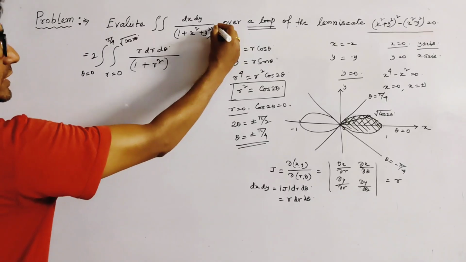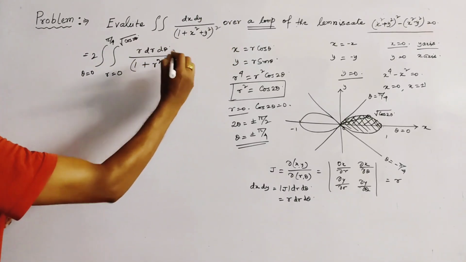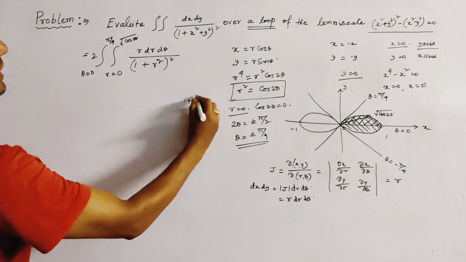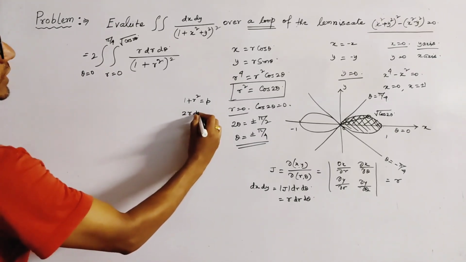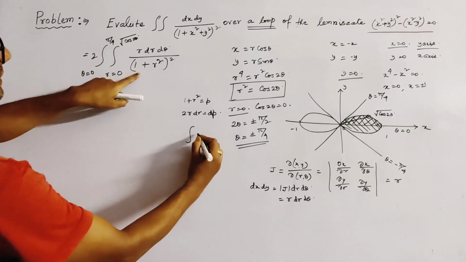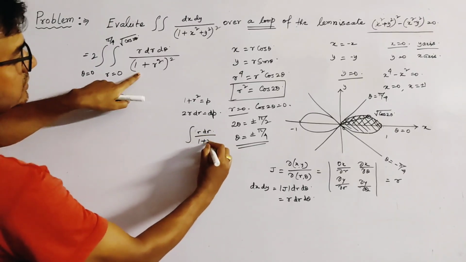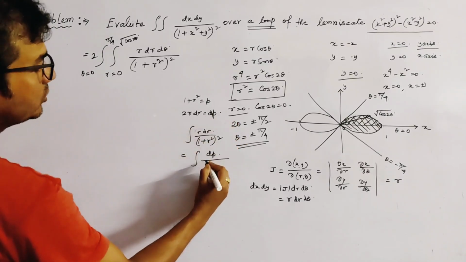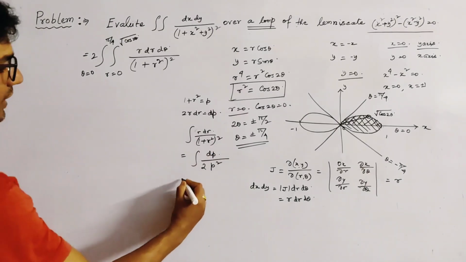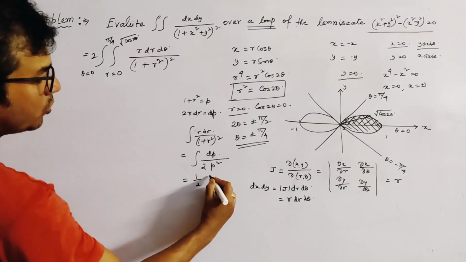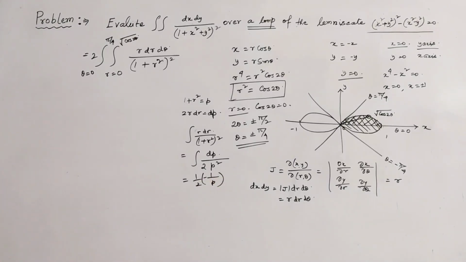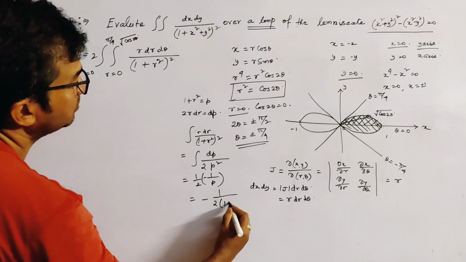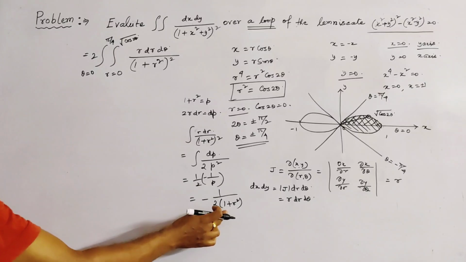Sorry, in this problem there is a square in the denominator, we missed it, so we put the square. Now to integrate with respect to r first, we put 1 plus r square equal to p. So 2r dr equal to dp, and the integration of r dr by (1 plus r square) whole square becomes dp by 2 into p square, which is half into 1 by p with a minus, because it is p to the power minus 2 plus 1 by minus 2 plus 1. We get minus 1 by 2 into (1 plus r square). This is the integration of this term.